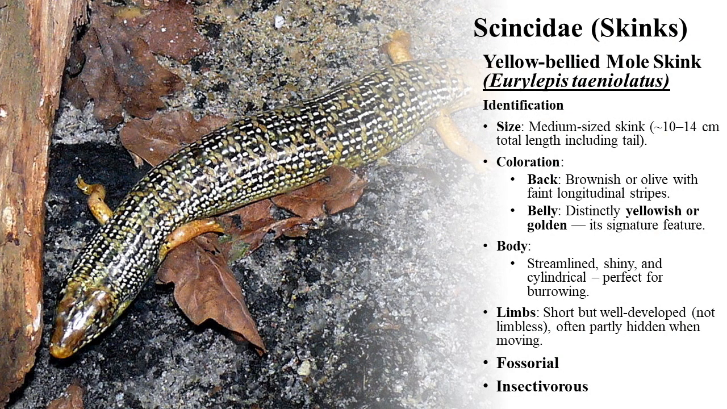Scincidae family, called the skinks. Yellow-bellied mole skink, medium size skink, 10 to 14 centimeters in length, coloration back brownish to olive with faint longitudinal stripes, belly distinctly yellowish or golden, body streamlined, shiny and cylindrical, perfect for burrowing. Limbs short but well developed, often partly hidden when moving. These are fossorial and insectivorous.